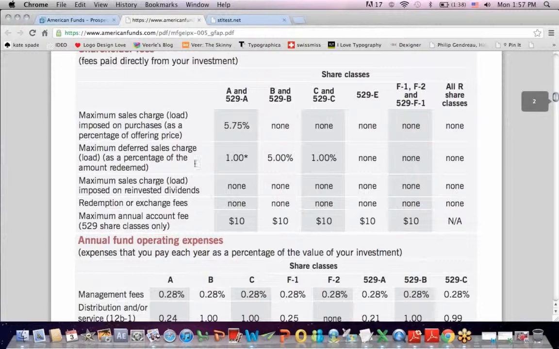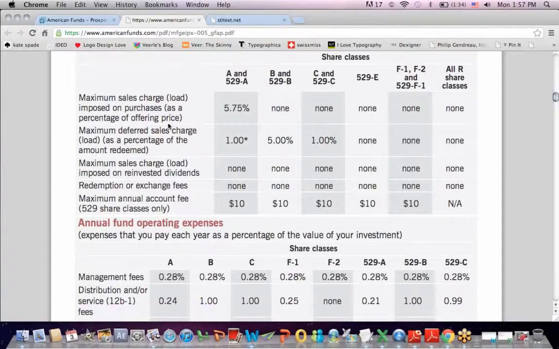So it's a little complex, but what they tell you is, and these are the share classes up here, that if you buy A shares, which are the traditional mutual fund shares that charge a sales charge at the beginning, that maximum is 5.75%. Imposed on the purchase as a percentage of offering price, so it comes off of the top. There is a maximum deferred sales charge, 1%. So what you see here is that there are various cost structures. B shares and C shares have no upfront, but can have different levels of deferred sales charges.